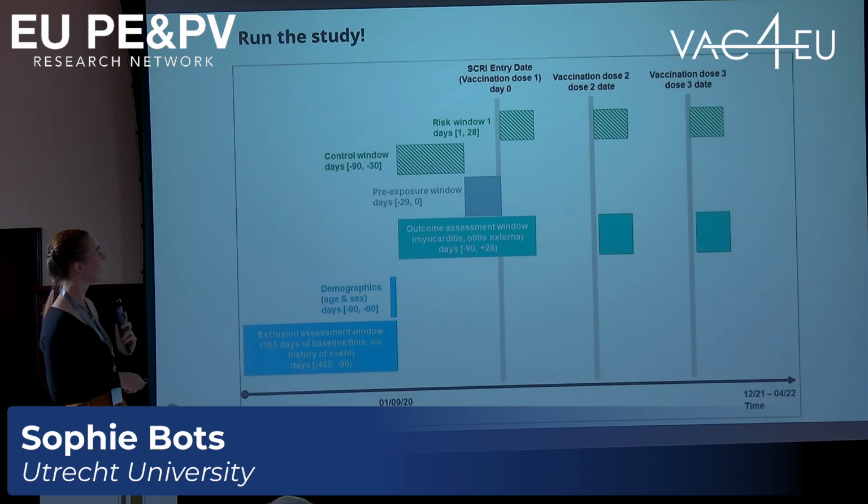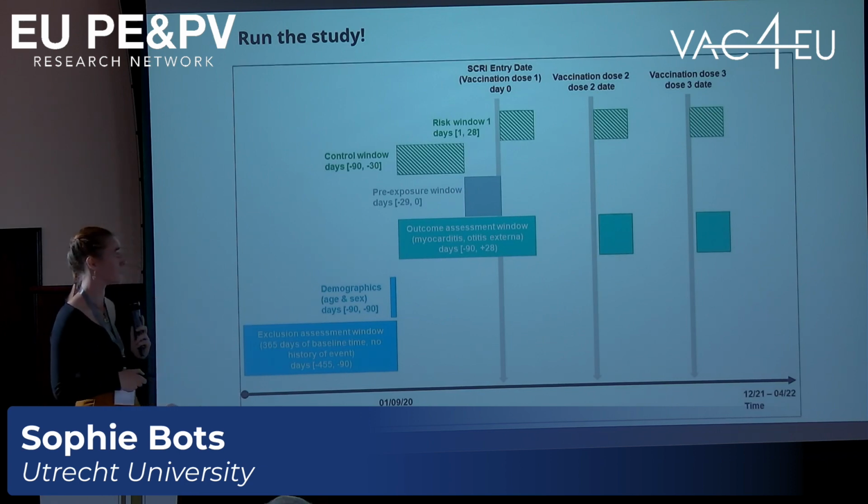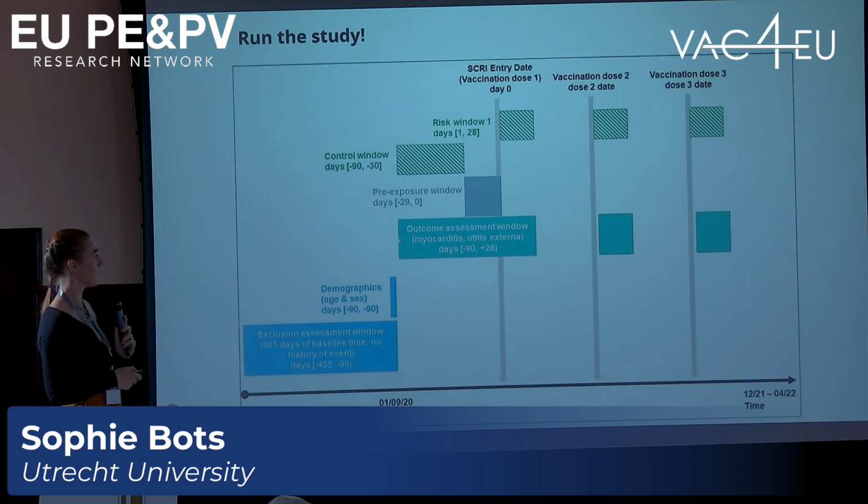So that was a lot of preparation work. The study that we ran was part of the myocarditis signal evaluation. It was a self-controlled risk interval study where we had, as I showed you before, a control window of 60 days before the first vaccination dose and then vaccine-specific risk windows. And we looked at their outcome, both myocarditis and otitis, in these risk and control windows. And the study ran from the start of September 2020 to the end of data availability.